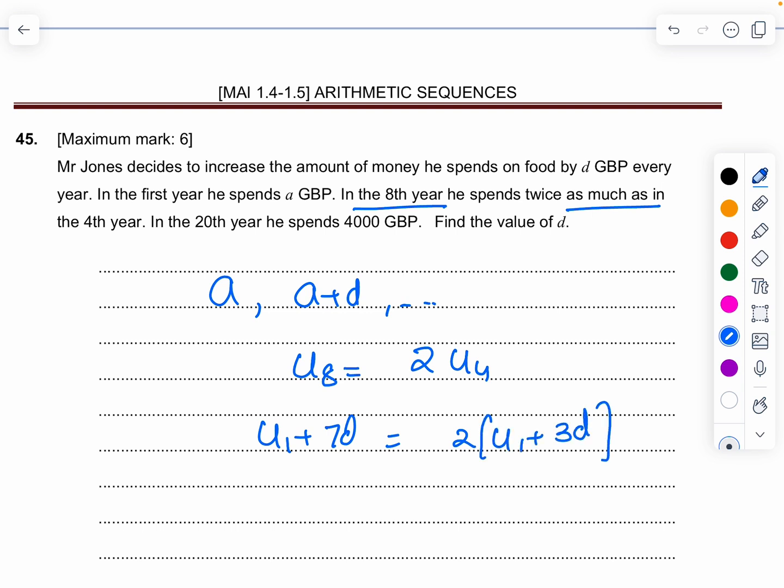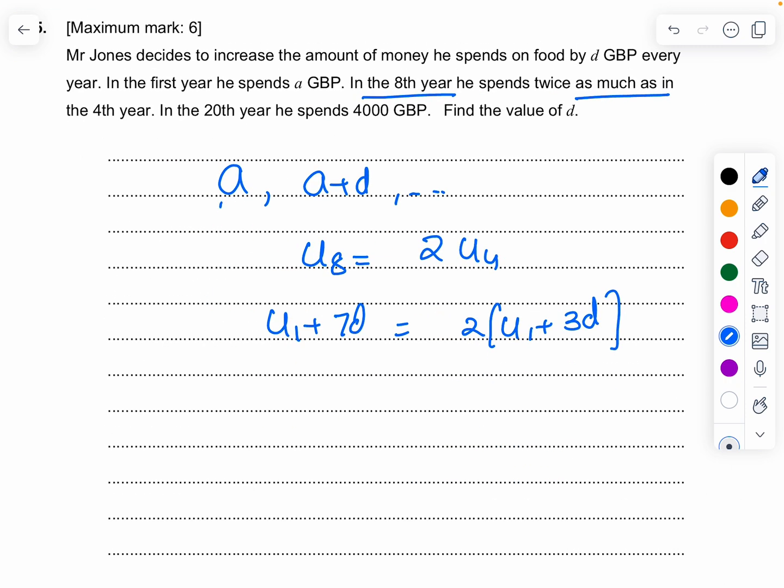This is going to be the relation. Now, what does that become? But U1 is nothing but how much? A. So, A plus 7D equals 2A plus 6D. Then 2A minus A is A, 6D minus 7D is negative D. So A minus D equals 0.